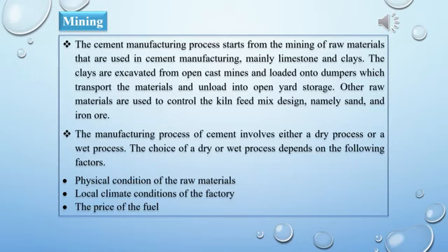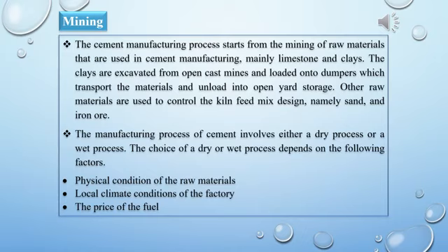Students, as I have explained earlier, there are two important methods for the production of cement: dry process and wet process. Now, which process will be adopted depends upon the following conditions. The first one is physical conditions of the raw materials. Second one is local climate conditions of the factory, and the last one is the price of fuel.